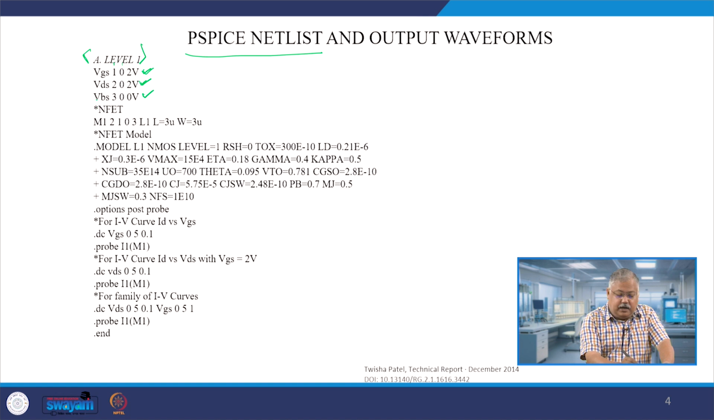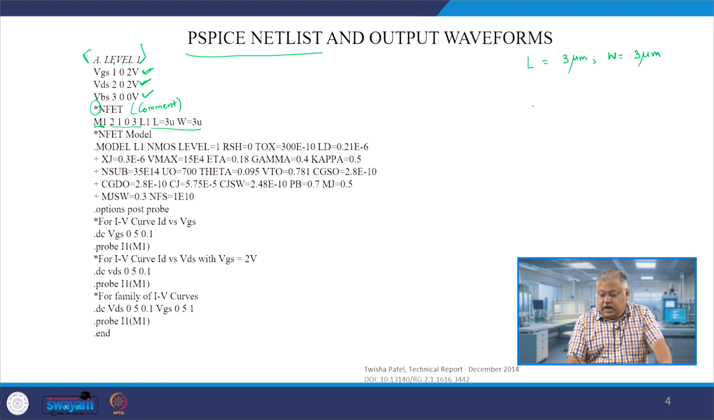When we put a star in front of a statement, it basically means it is a comment statement, and it is just meant to improve the readability of the netlist file. Subsequently, you see that the transistor M1 has been placed between all these nodes, and the channel length L of the device is 3 micrometer and the width W is 3 micrometer. Therefore, W by L, generally written as 3 by 3, so for the current transistor the width to length ratio is 3 by 3.